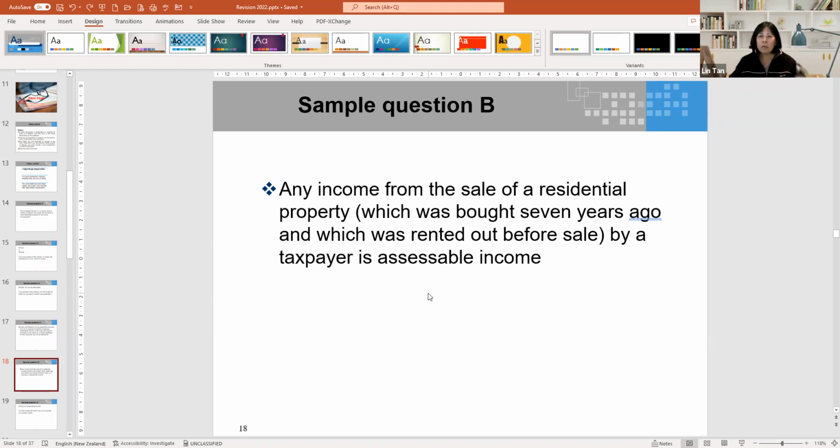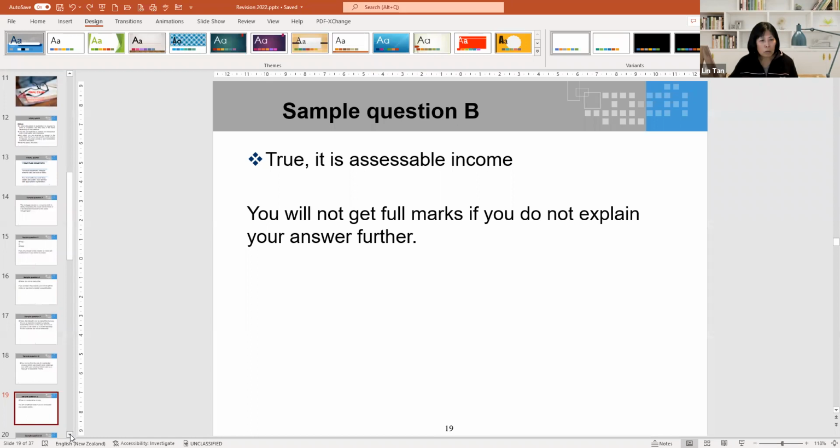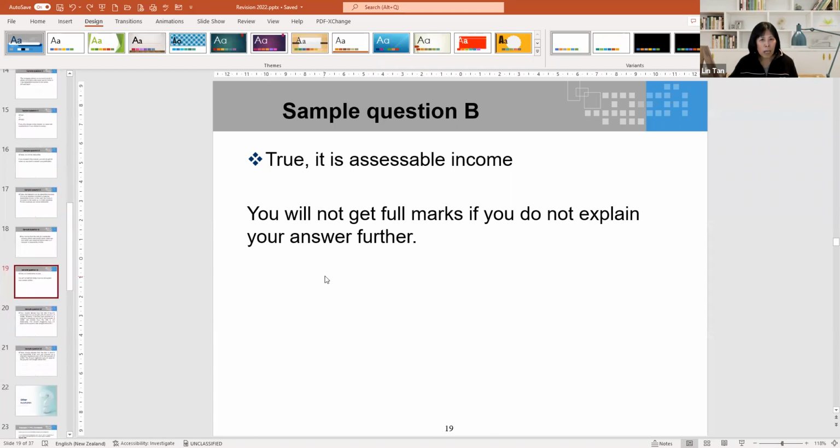So roughly, 2022 minus 7, right? It will give you roughly when it was bought. So if you say true, it is assessable income, you might get some marks. And again, there's no explanation provided as to why you think it is assessable income. So you're not going to get the full marks allocated for this question.